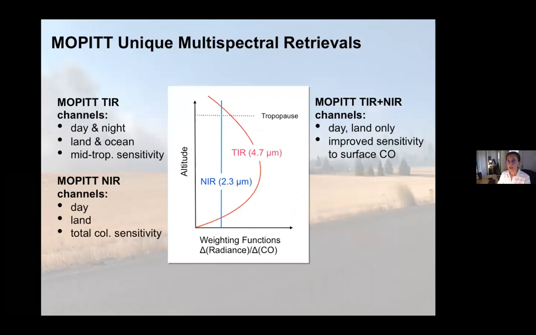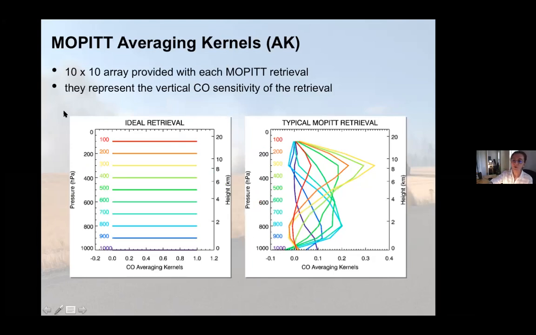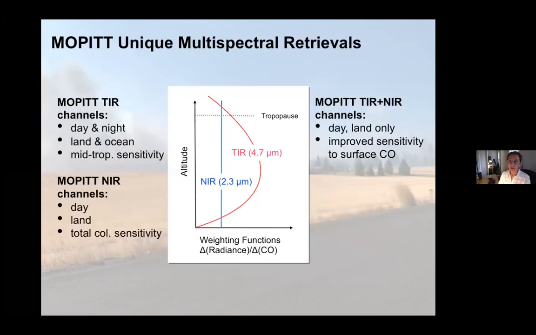MOPITT is a unique instrument in the sense that it measures radiance in two spectral bands, in the near infrared and in the thermal infrared. So it performs multispectral measurements of CO. It's the only instrument doing so. Some differences between the measurements from each band. The thermal radiance allows for both day and night retrievals over land and ocean, and is mostly sensitive to CO in the mid troposphere.